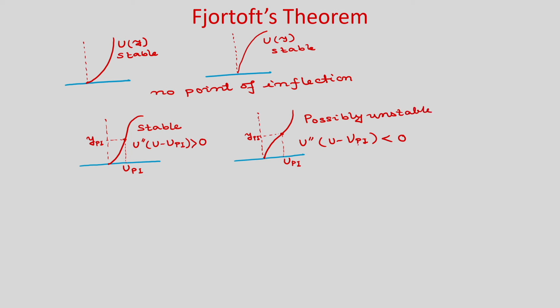Because we know that this is the necessary condition. Okay, this is not a sufficient condition. So if this is a necessary condition, so if you have this type of flow, so this is the U(y). So in this case obviously u double prime into u minus u_PI is less than 0. So this is a case for possibly unstable flow.